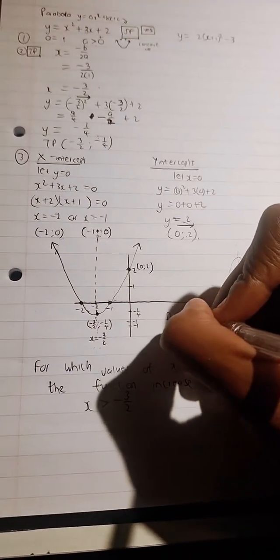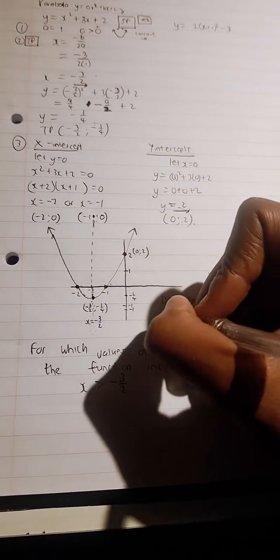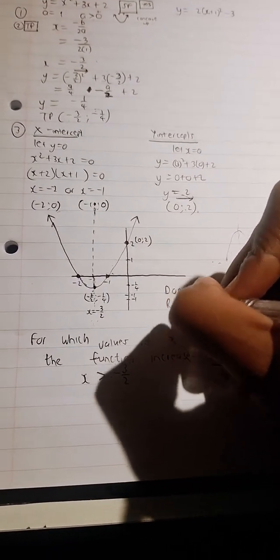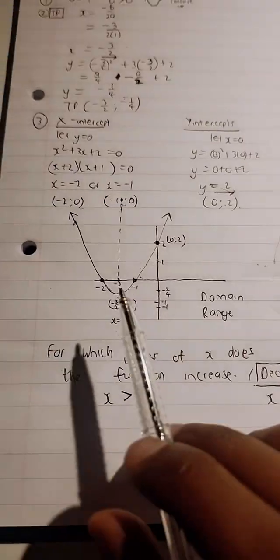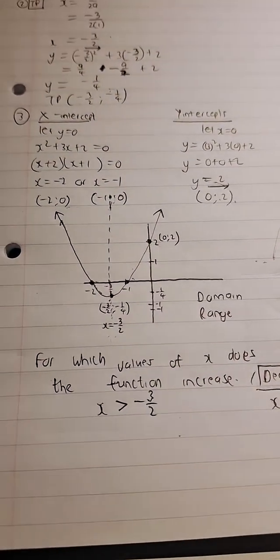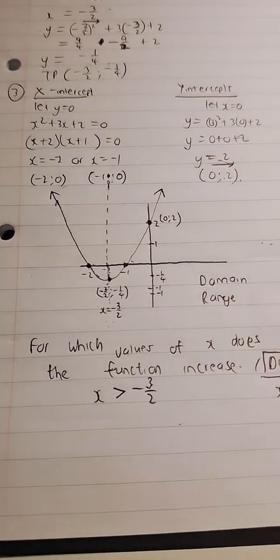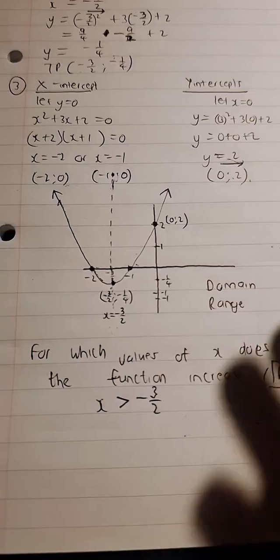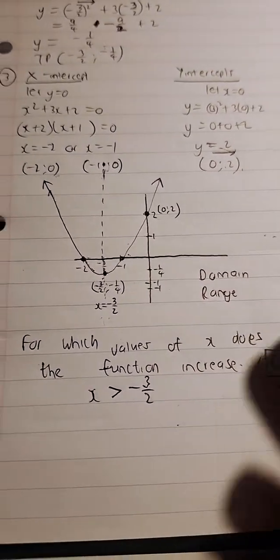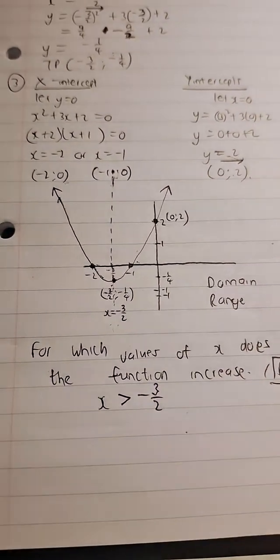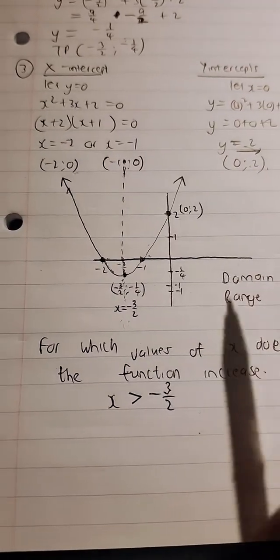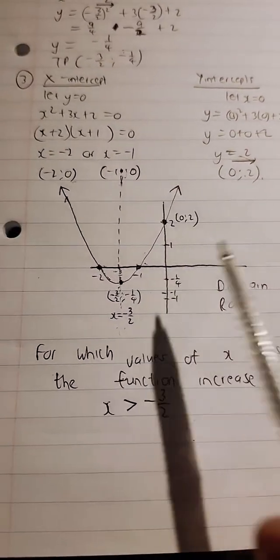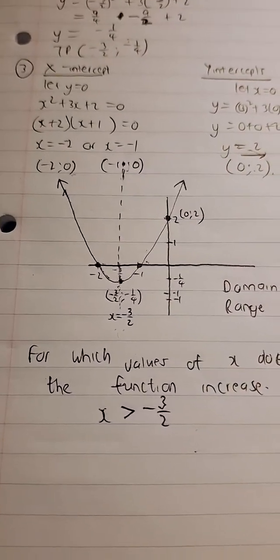Then domain. Let's talk about the domain of this function and the range. Let's start with the domain. Okay, remember, what did we say the domain is? Domain is the possible x values where the function exists. The domain is the possible x values where the function exists from left to right.